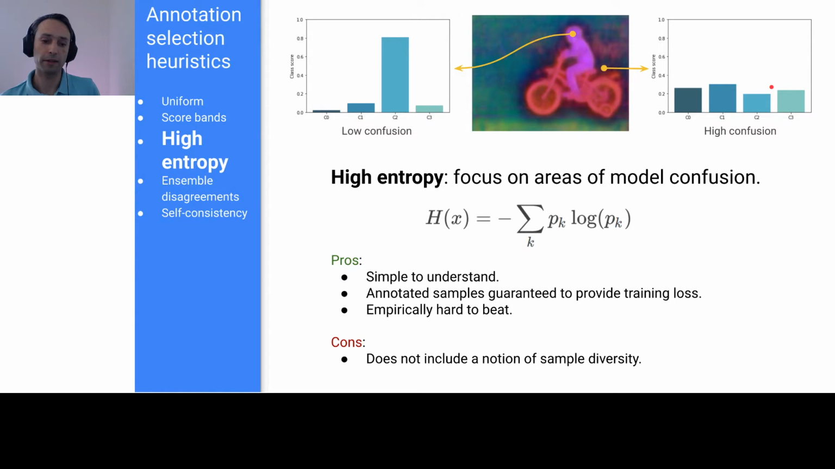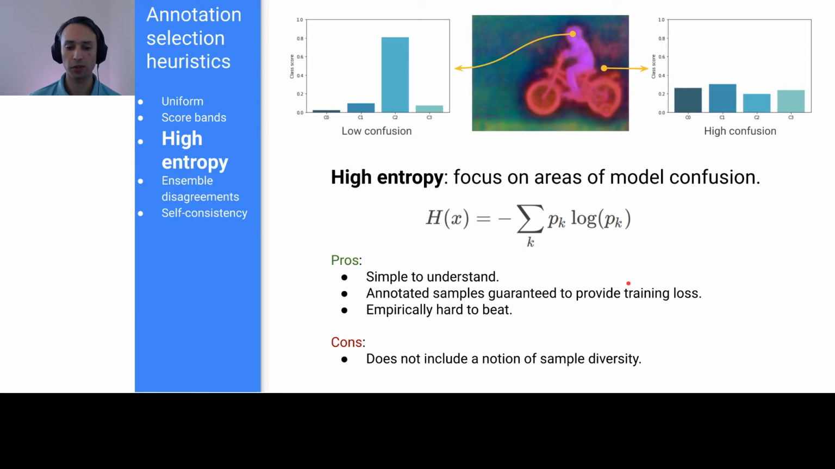And then if you target high confusion regions, you're guaranteed to provide training loss in your model with those samples, because you're committing to one class, and then this would push the model in a different direction. And empirically, this is the baseline that is hard to beat. Most methods that are proposed improve only marginally on top of the entropy heuristic. One of the caveats that this approach has, and that many other methods actually do have too, is that, for instance, there's no notion of sample diversity.